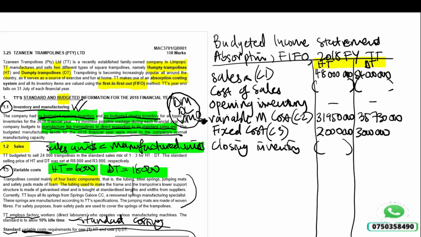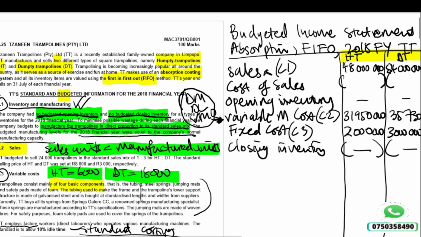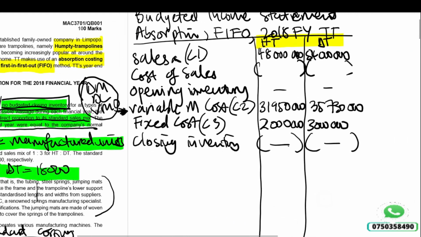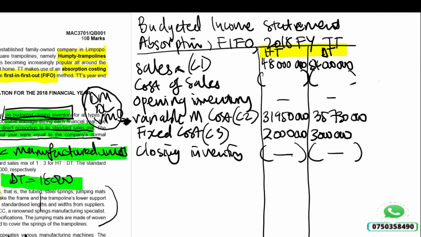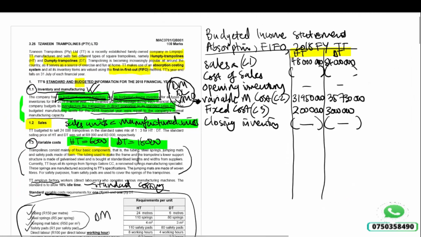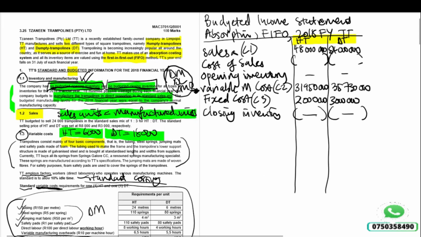So the closing inventory is supposed to be in brackets, but we don't have closing inventory. If you remember, they mentioned that in note number 1.1: no opening inventory and no closing inventory. So this is new, and we also don't have closing inventory in this case.